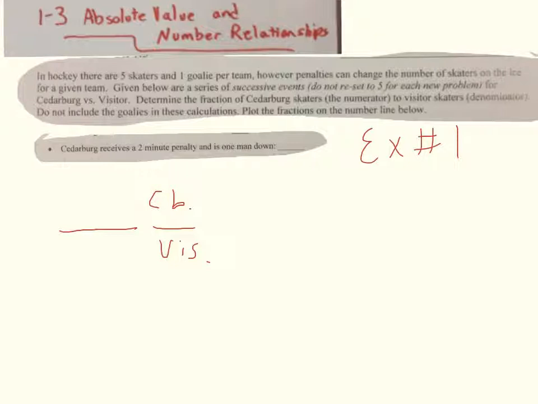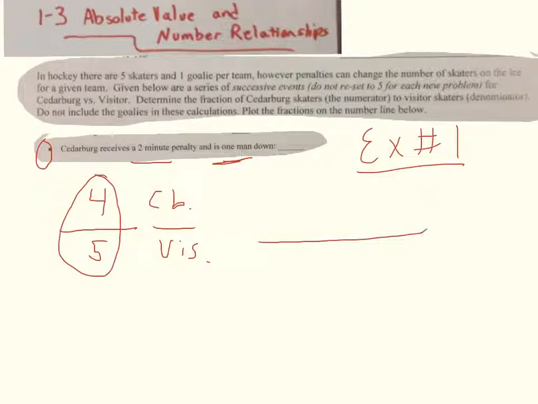Now, we're not including the goalie. So if there were no penalties at all and skaters were not removed from the game, it would be 5 for Cedarburg and 5 for the visitors. However, on this first bullet point in example number 1, it says Cedarburg receives a 2-minute penalty and is 1 man down. So the 2 here is irrelevant, but it is telling you that Cedarburg is a man short. Normally Cedarburg has 5 skaters, so now they have 4. The visitors did not receive any penalties, so they have 4/5.